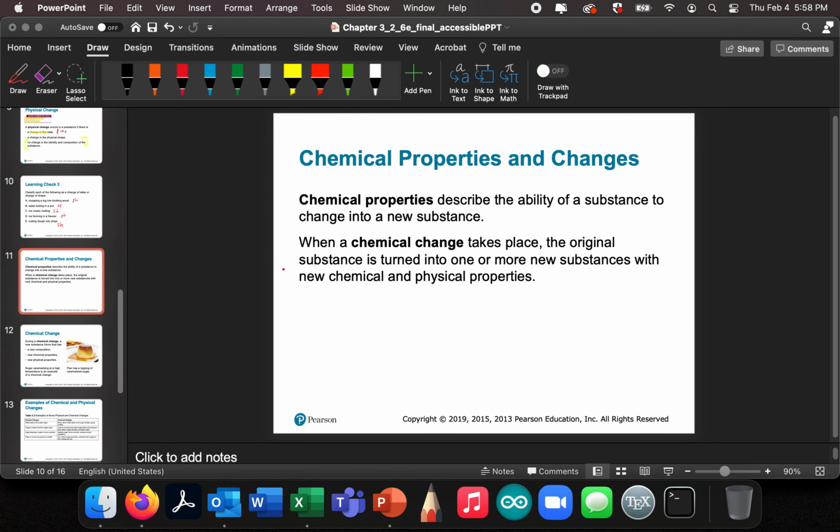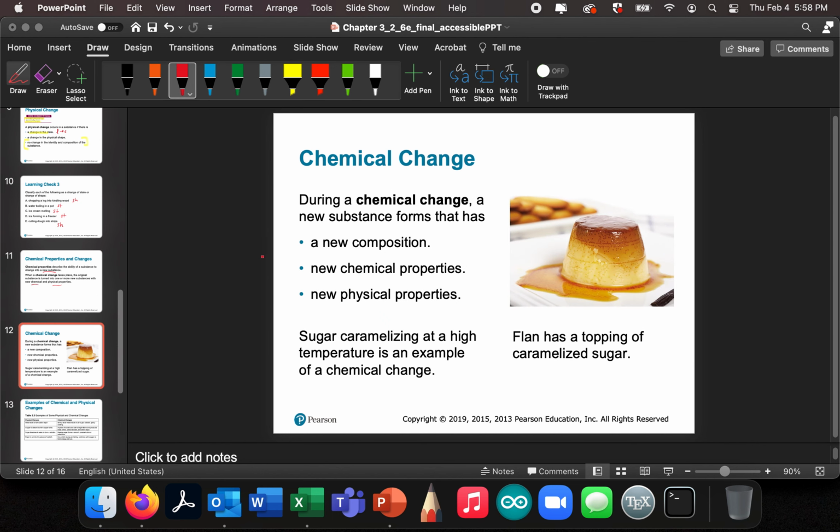All right, let's talk about chemical properties and changes now. Chemical properties describe the ability of a substance to change into a new substance. When a chemical change takes place, the original substance is turned into one or more new substances with new chemical and physical properties. That's chemical. Sometimes you might think you have a physical change, but if it's chemical, we're going to call it a chemical change, even if there are also physical property changes. During a chemical change, a new substance forms that has a new composition, new chemical properties, and of course also new physical properties.